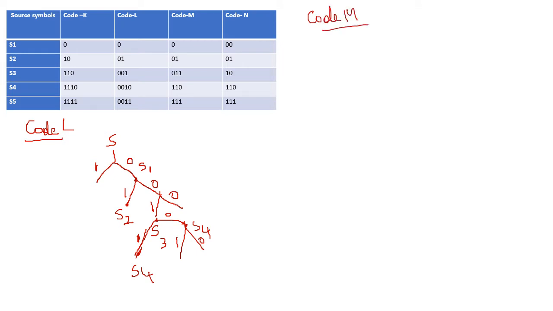Next we'll try to draw the code tree for code M. So for code M, we'll start from the initial state S. We'll try to branch two nodes. Okay, we'll have 0 and 1. So 0 is nothing but S1. Then from 0 again I need to branch it into 2. So 0 and 1, I am going to get the state as S2. Then again 0, 1 I need to branch it into 2. One is 0, the other one is 1. So 0, 1 and 1, I am going to get the state as S3.